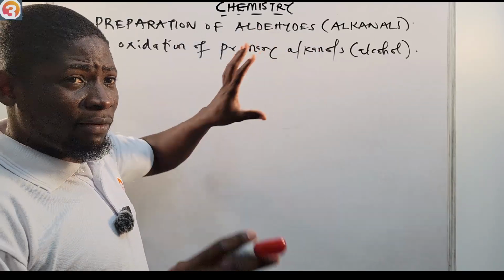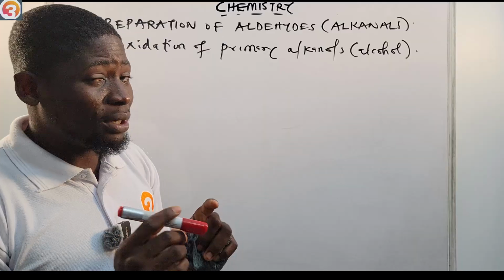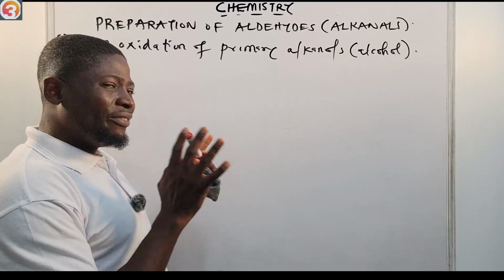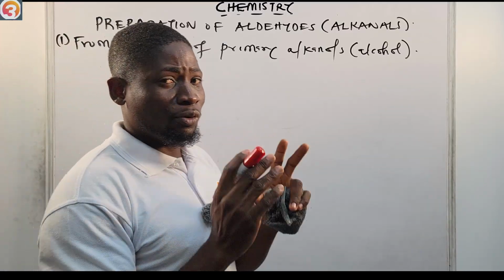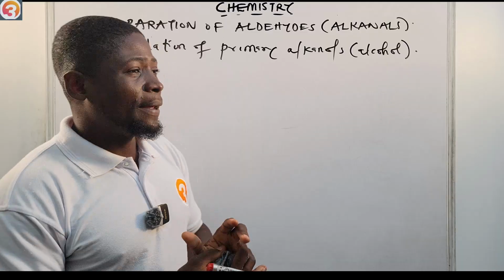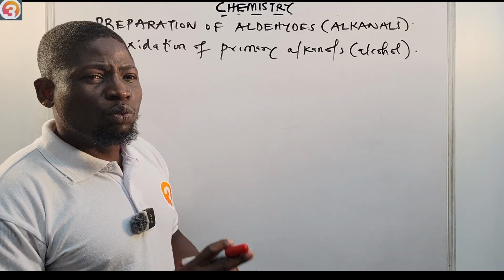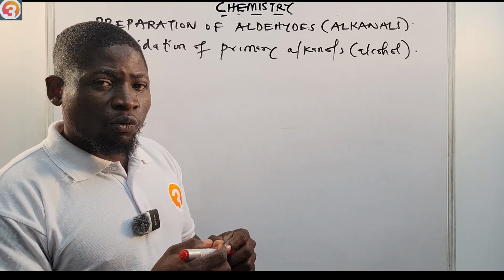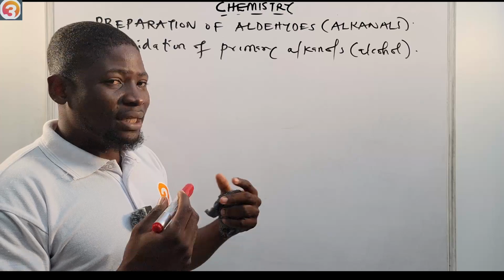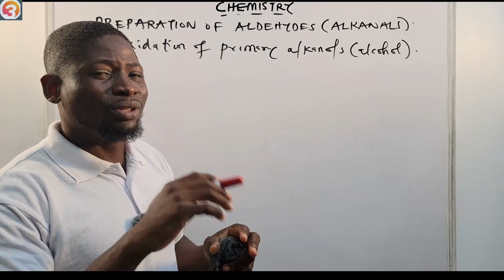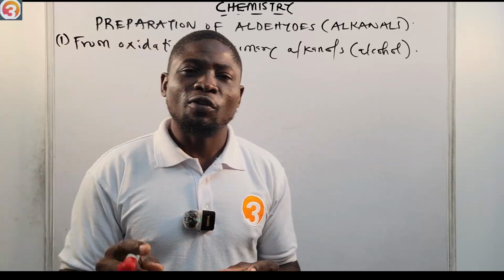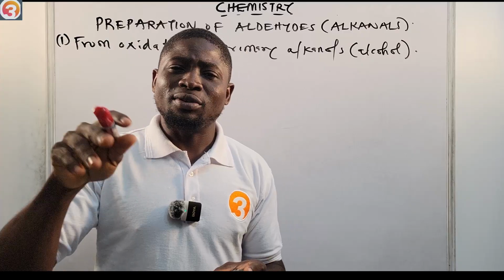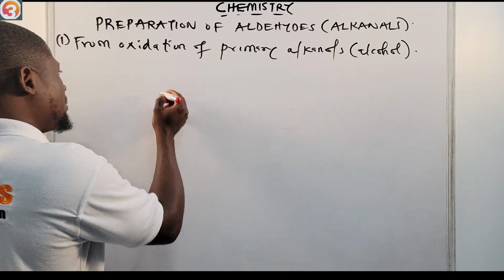Aldehyde. But the final product of the reaction is supposed to be carboxylic acid. But what happens is that we use excess alcohol. We use excess alcohol to do this, so that the reaction does not proceed into the formation of carboxylic acid.